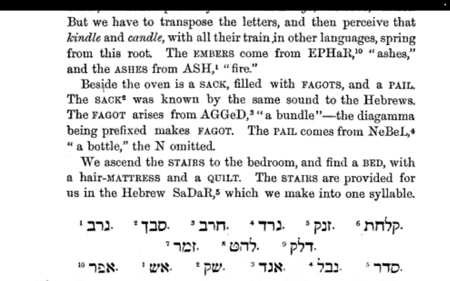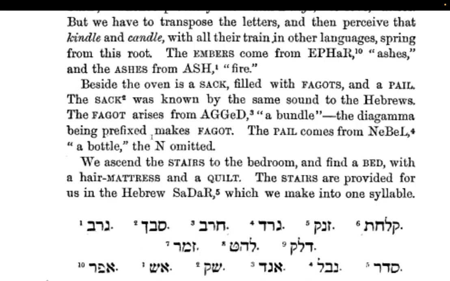Beside the oven is a sack filled with faggots and a pail. The sack was known by the same sound to the Hebrews: sack, sheen, kof, right? The faggot arises from aged, a bundle, the digamma being prefixed to make it faggot. The pail comes from nebel, a bottle, the n being omitted.